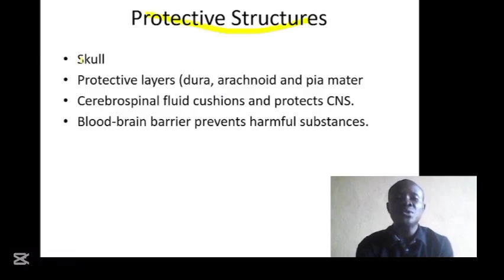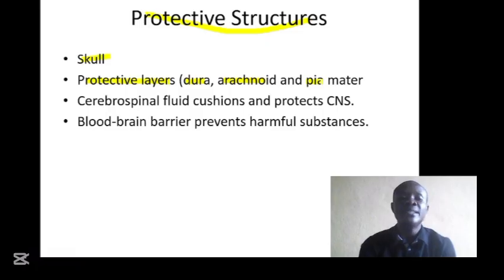The brain has protective structures. One, it is being surrounded by the skull. Number two, it is being protected by protective layers. Three of them, we have the dura mater, arachnoid mater, and pia mater. These are the three layers that are beneath the skull, which are protecting the brain.